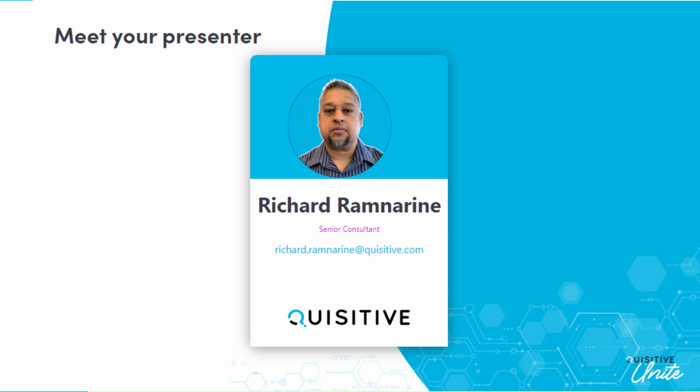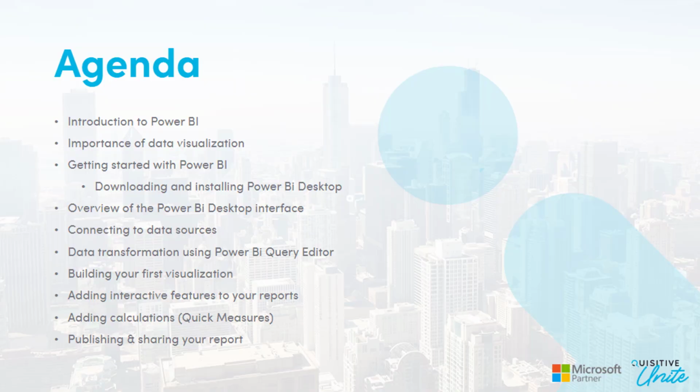We will begin this presentation with an introduction to Power BI. We will then look at some of the reasons for data visualization. Following that, I'll walk you through the process of downloading and installing Power BI Desktop. We will go through the features of the Power BI Desktop interface, followed by how to connect to data and how to apply transformation to our data, preparing it for reporting. Next, we will jump into the creation of our first visualization, adding interactive features and custom calculated fields. Finally, we will see how to publish our report to the Power BI workspace and share it with our end users.